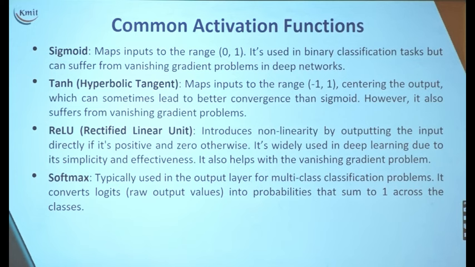Okay. Now, apart from sigmoid and softmax, which we used for the classification tasks in the last session, we've also discussed two other activation functions, which were what? Tanh and ReLU. So, what is tanh? That maps the values in the range of what? -1 to 1. We've also discussed the drawback of using tanh. When you use tanh, it centers the output, which can sometimes lead to better convergence than sigmoid, which we also have seen.